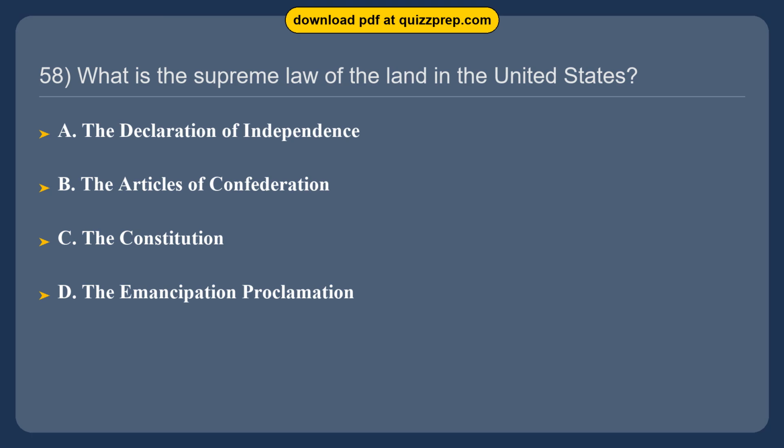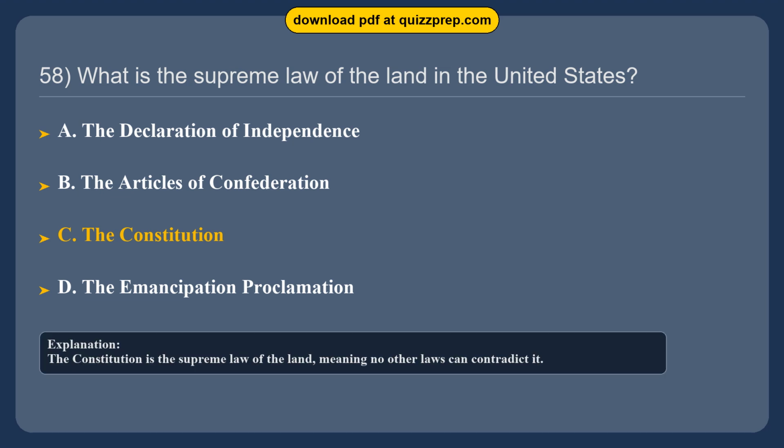Question 58. What is the supreme law of the land in the United States? Option A, the Declaration of Independence. Option B, the Articles of Confederation. Option C, the Constitution. Option D, the Emancipation Proclamation. The correct answer is option C, the Constitution. The Constitution is the supreme law of the land, meaning no other laws can contradict it.